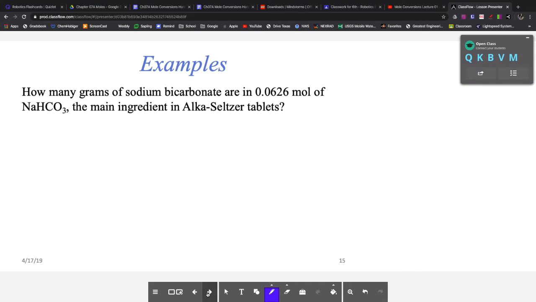So let's look at our first example. How many grams of sodium bicarbonate are in 0.0626 moles of sodium bicarbonate, which is the main ingredient in Alka-Seltzer tablets? If you remember, sodium bicarbonate is baking soda. So we're starting with moles, and we're trying to find grams.